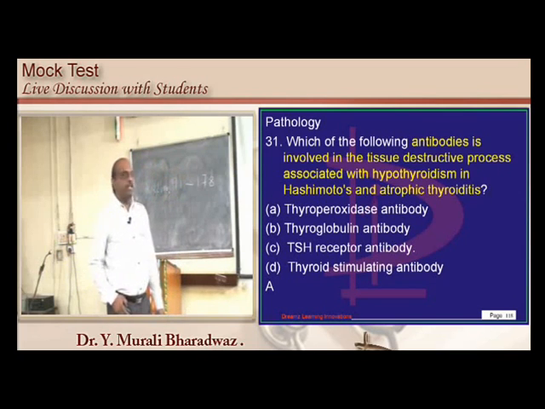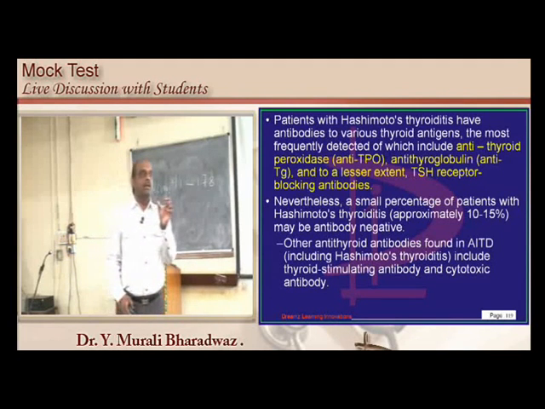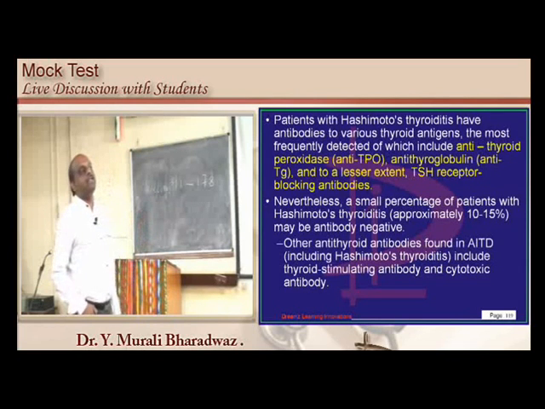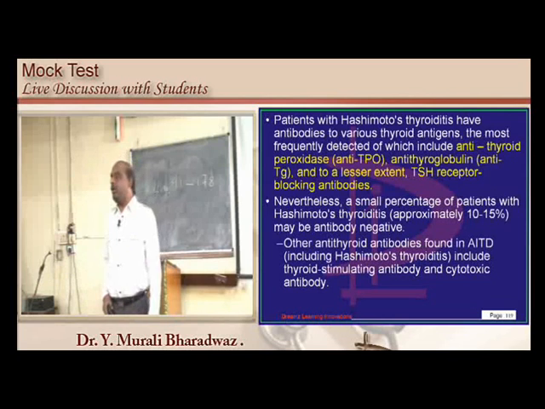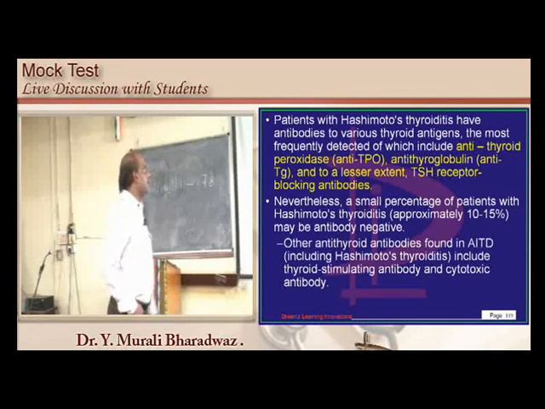There are TSH receptor antibodies, but if you take the type of antibody predominantly present and responsible for tissue destruction, it is the antithyroid peroxidase. Second most common is antithyroglobulin, and the least common would be TSH receptor blocking antibody. That is all the story about it.